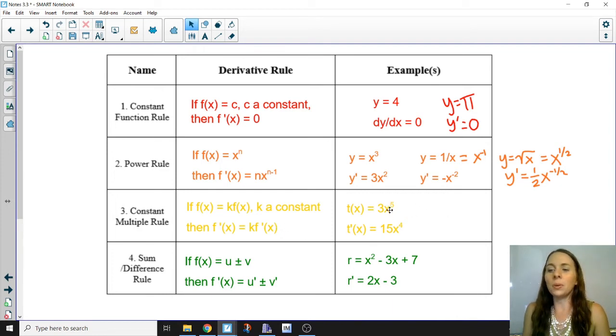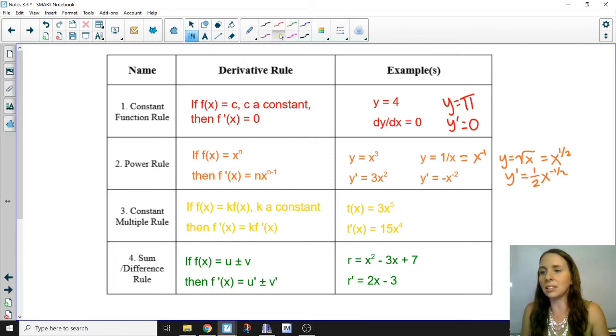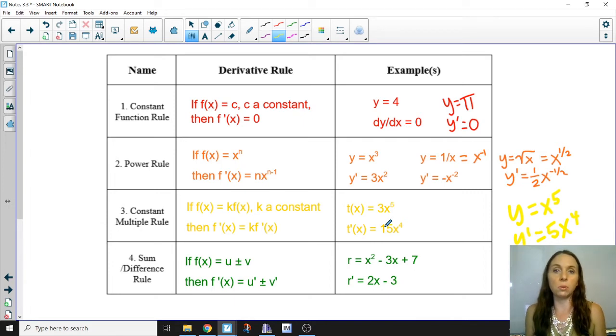We know that the derivative of x to the 5th, if we just had x to the 5th, I'll write that over here, is 5x to the fourth, right? Because of the power rule, we know that. However, if you had 3x to the fifth, 3 being the k in this case, your constant multiple, then you're going to take the derivative of x to the fifth, multiply it with that 3, and that's where the 15x to the fourth is going to come from.